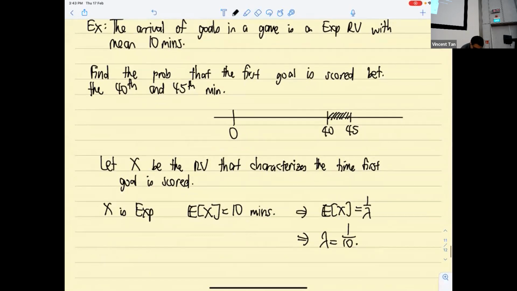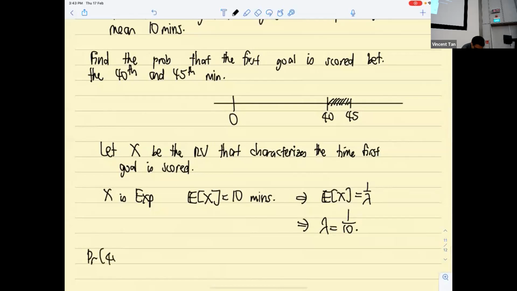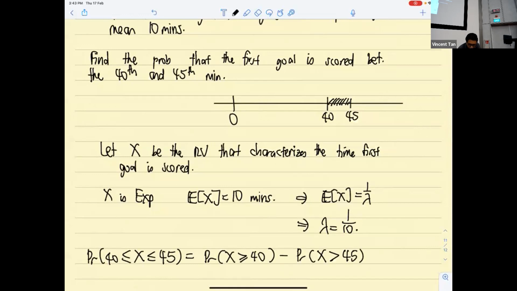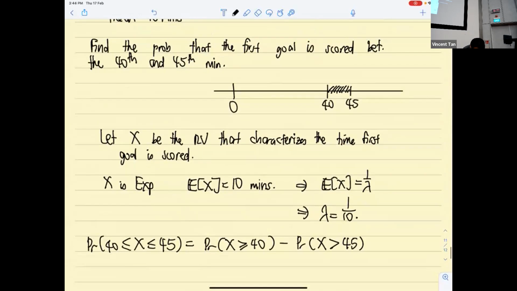So what we are interested in is the probability that the first goal is scored between the 40th and the 45th minute. That's my question. Actually, we did something like this in the tutorial just now. I don't know whether you remember. But we can compute the probability that X is bigger than or equal to 40, minus the probability that X is bigger than 45. Do you understand why? This is something that we need to understand.